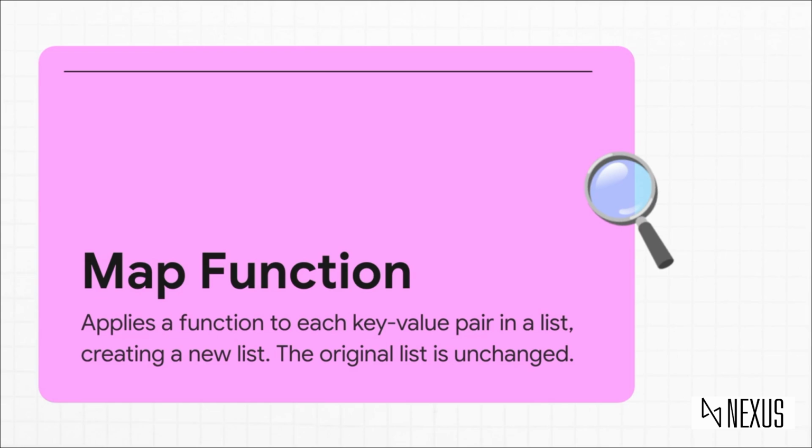Now what's really crucial here is that the original list is never touched. It's a non-destructive process, which is awesome because it means you can run all sorts of different maps on the same data without ever messing up your source.